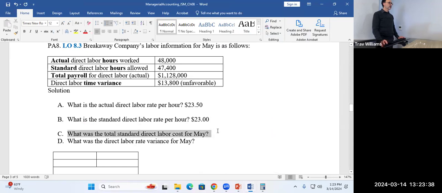What was the total standard direct labor cost for May? How would we figure that out? We know the standard direct labor rate per hour because we just figured that out. But what should have been the standard cost for labor for May based on this actual level of production?